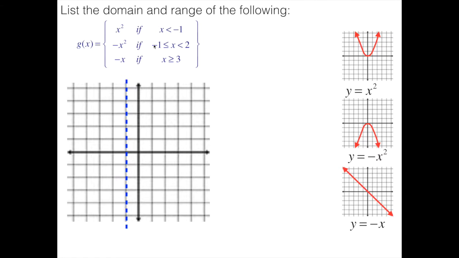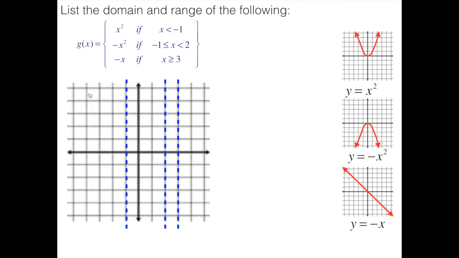But anyway, in between negative 1 and 2 is the next portion. So this one's going to look like our negative x squared. So I'm going to draw another line right here at 2. That way anything in between here is going to look like my negative x squared. And finally, greater than 3. So I need another blue line right here at 3.